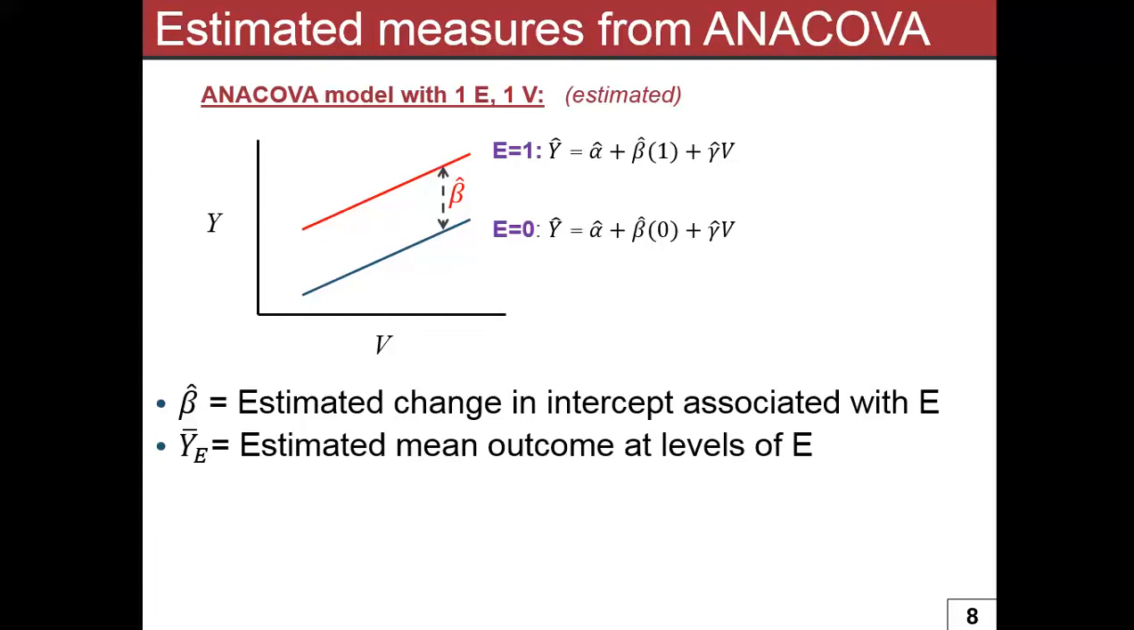If you had a linear regression model with a single continuous V variable and a dichotomous exposure, it always looks something like this: two lines, and the difference between them is beta, the change in the intercept associated with the exposure. This is the effect of exposure. It shifts the line up or down.